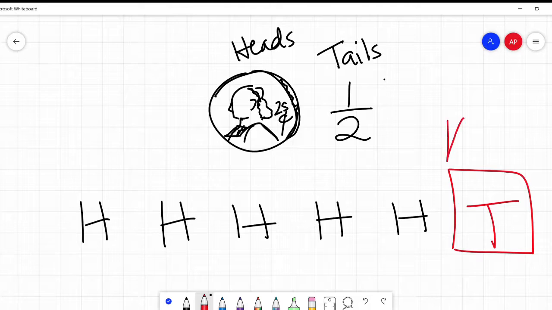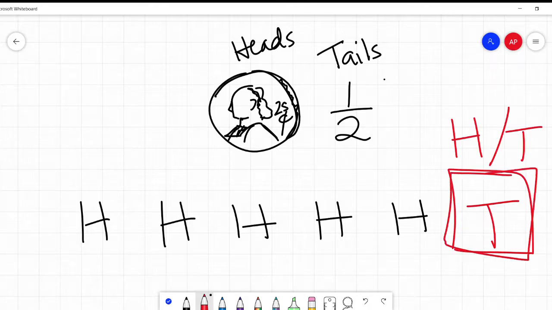Always. Your odds are still even of getting heads or tails. So don't let that trick you. After 5 heads in a row have come up, what are the odds of getting heads a 6th time? Still 1 out of 2. Nothing changes.